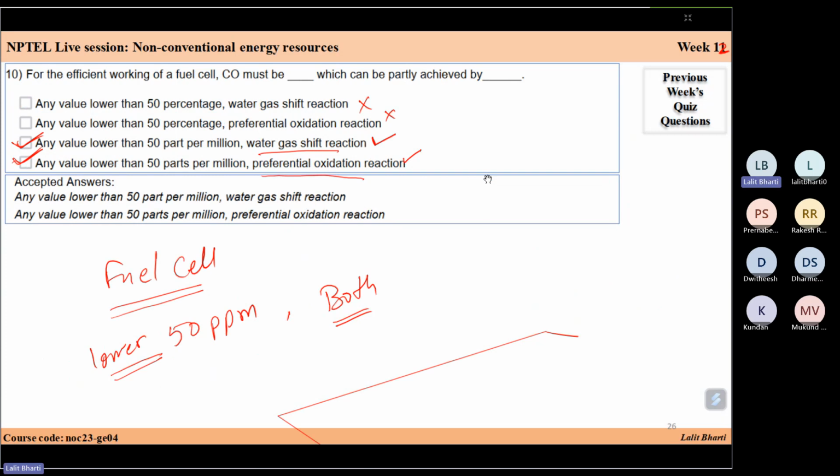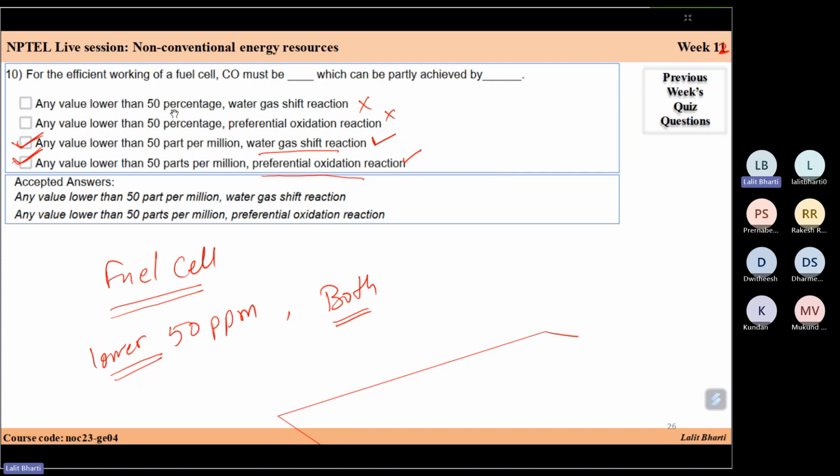Then we have the 10th question. For the efficient working of a fuel cell, CO must be, so we have already seen that your CO level should be very low. Otherwise it will poison the fuel cell. So it should be very less, lower than 50 ppm.